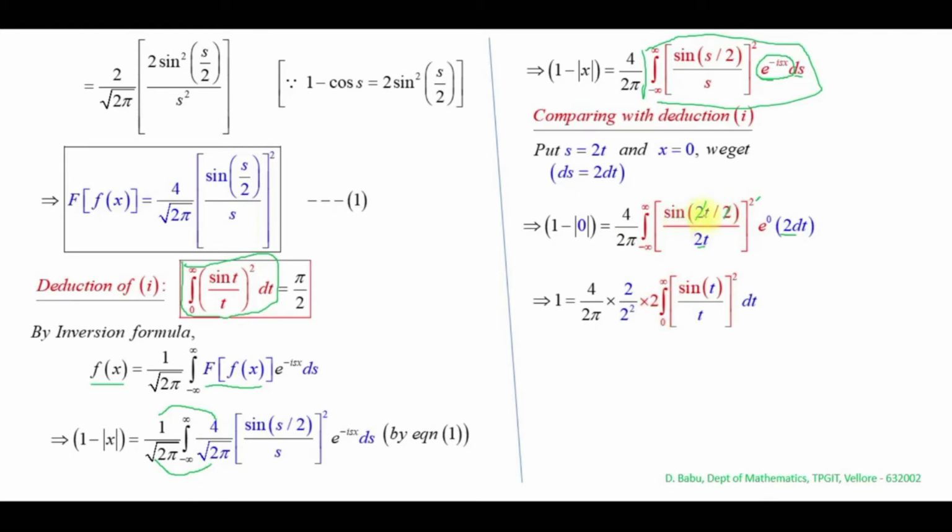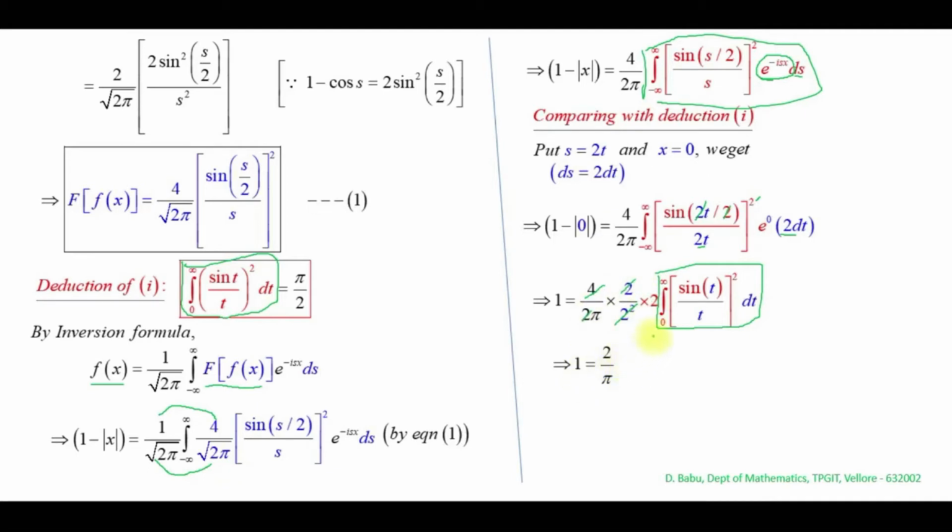So this is sin t, this is sin t. We have taken 2 outside, therefore this is t only. So sin t by t whole square into dt. We need this term only: 0 to infinity sin t by t whole square dt. So now, 4 into 2, this 4 and this 2 square get cancelled, and this 2 gets cancelled. So this is 2 by pi.